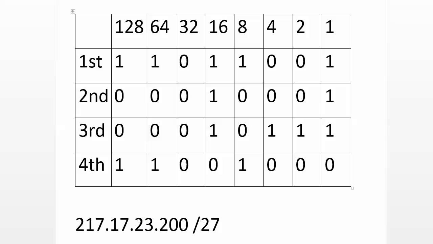So if you do that, /27, you add up everything in the first, second, and third octets, and then you add up the first 5 in the fourth one. That right there, first 3, that would be 27. So your subnet then is 217, 17, 23, 192, that /27. That is the subnet that contains the IP address we were given.